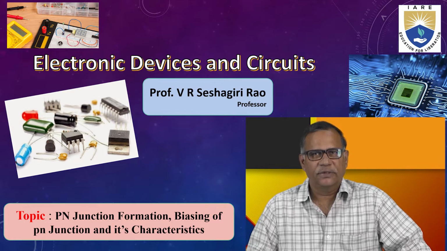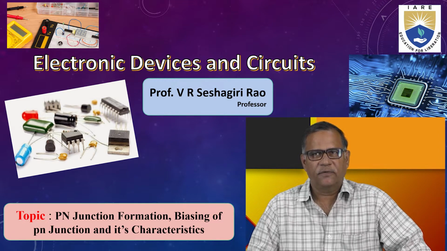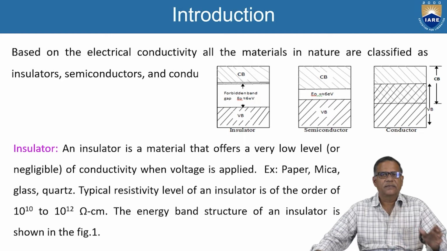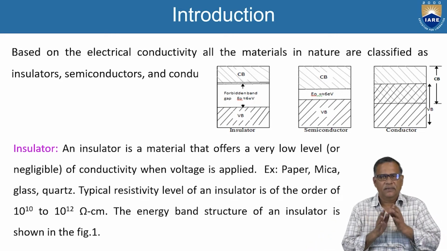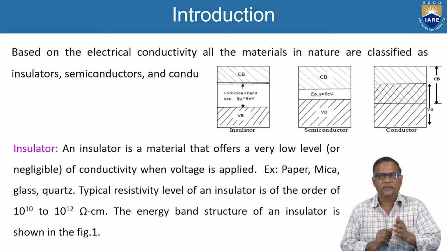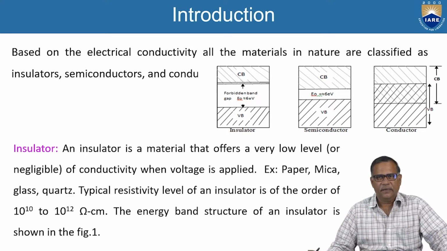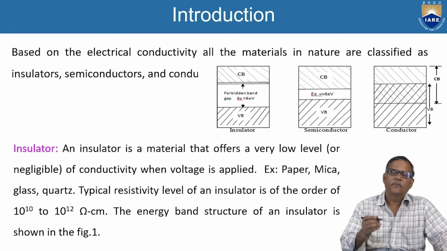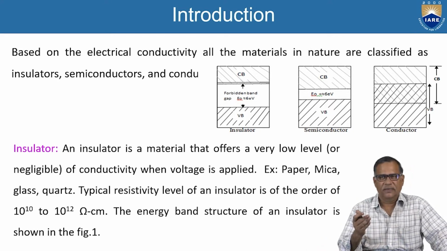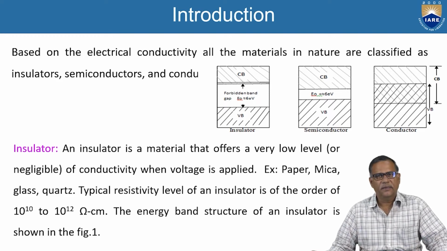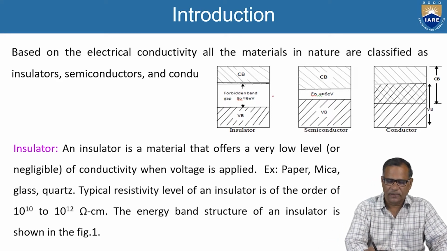So today I am going to discuss the PN junction formation, biasing of PN junction and its characteristics. Based on the electrical conductivity of materials, the materials are classified as insulators, semiconductors and conductors. So there are two bands, the conduction band and valency band, and the gap between them is called the forbidden gap, as shown in this figure.